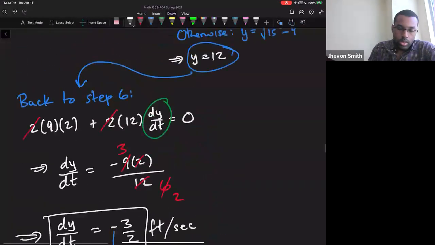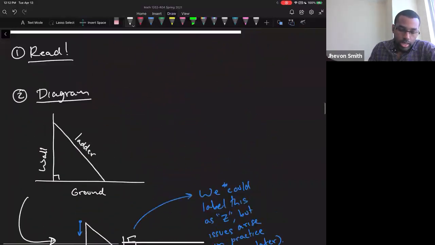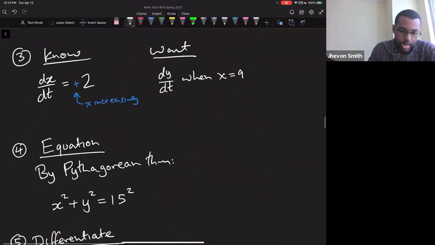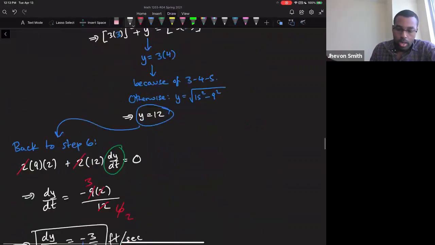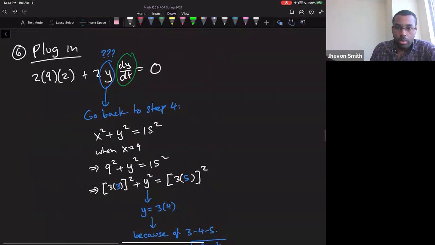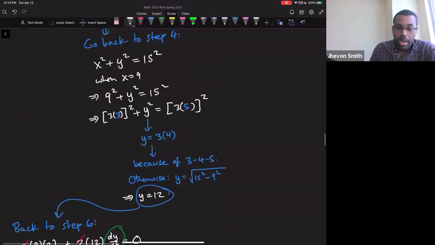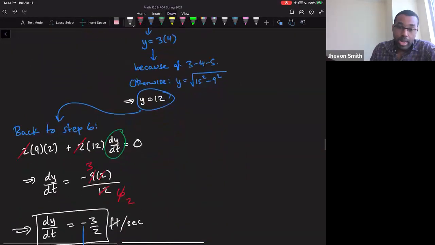Okay. So that's another problem. But as you can see, again, we went through the 6 steps. Read, diagram, what we know, what we want, equation, differentiate, plug in. Here we had that little hiccup with the plugging in. So you just go back to step 4, you find what's missing, and then you come back to step 6.